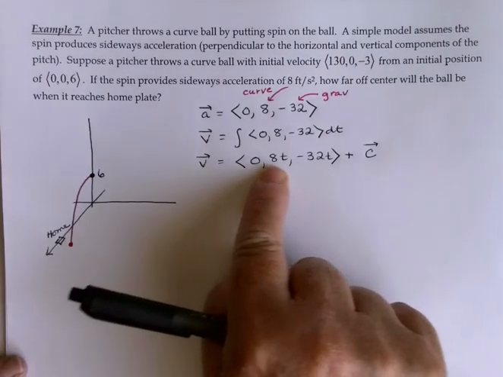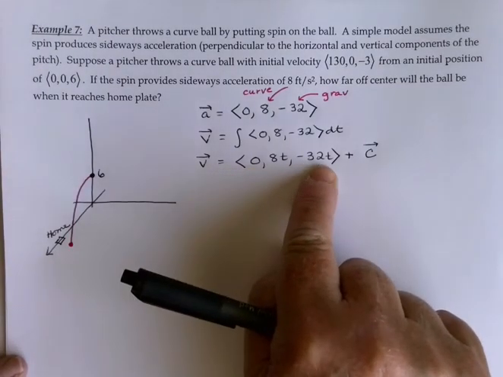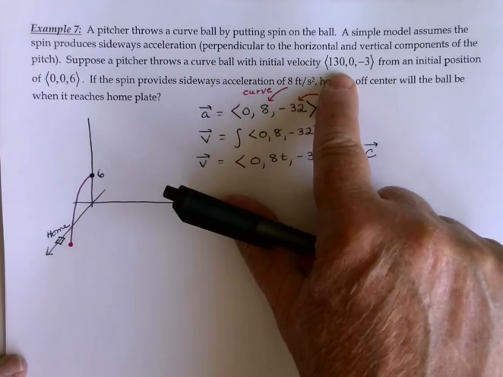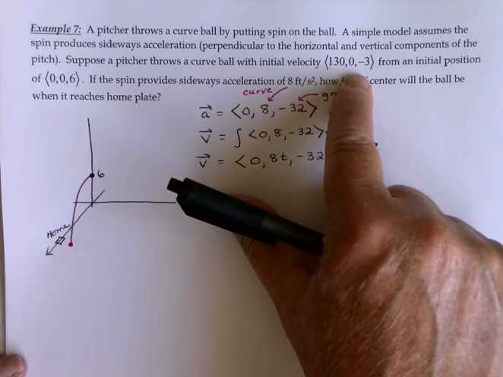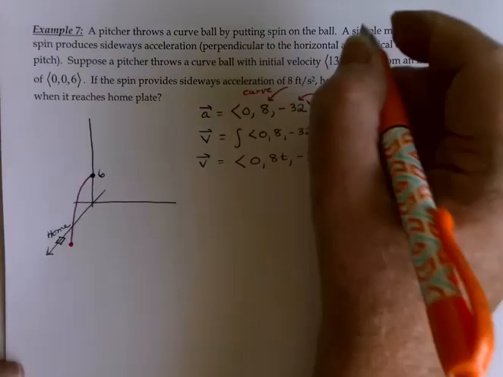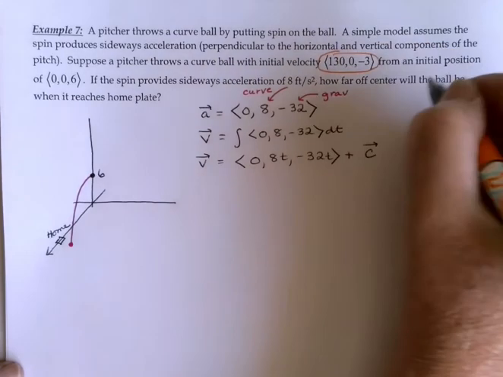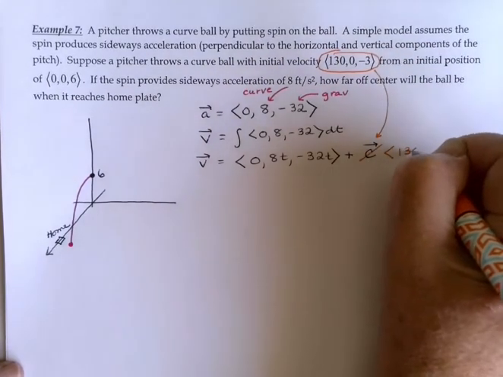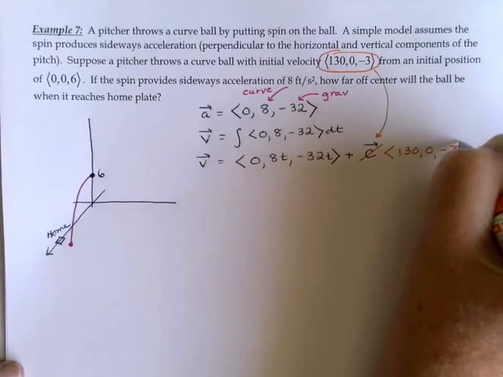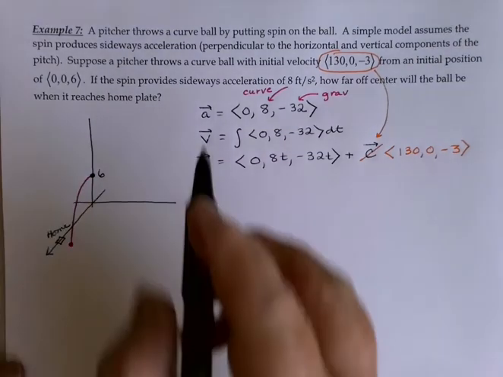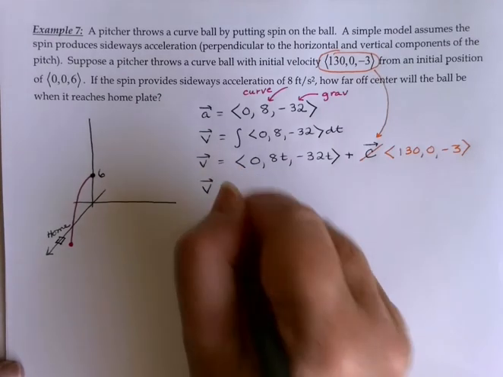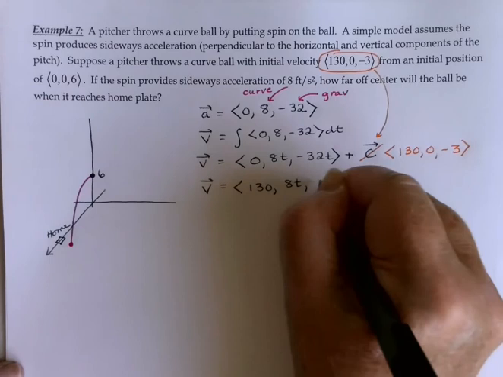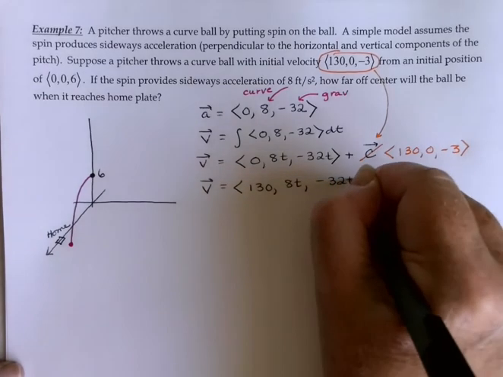At time 0, this would just become 0, 0, 0. And we know that the initial velocity vector needs to be 130, 0, -3. So really this has to be that c. So my final velocity function is going to look like 130, 8t, and negative 32t minus 3.